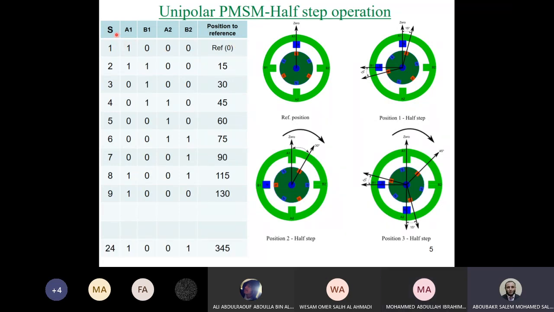For now we use the sequence A1, then A1 B1, then B1, then B1 A2, then A2, and so on. So we are moving in this direction. If you need to reverse the motor, so move in the other direction, start from A1, then A1 B2, then B2 alone, then B2 A2, and so on. Okay? So just reverse the sequence of pulses.